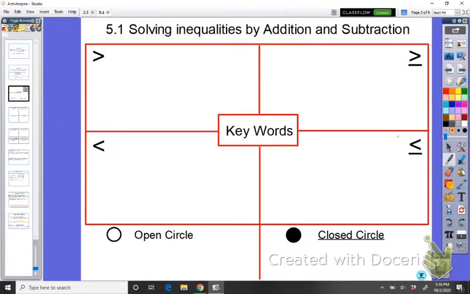Alrighty, chapter 5, solving inequalities by using addition and subtraction. So this is section 5.1. Some students get mixed up on which inequality symbol is which, like how to read it. So we're going to write some keywords for each one of these symbols. So if you ever forget, you can reference this chart again.